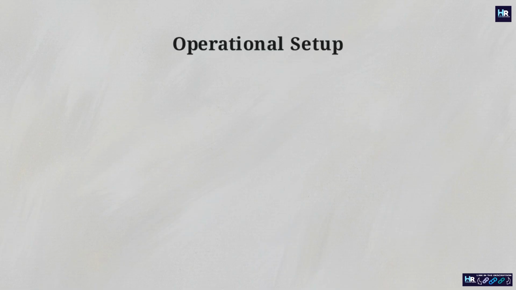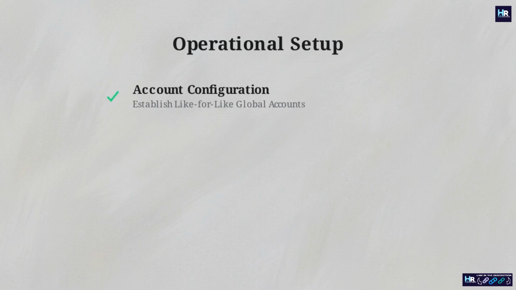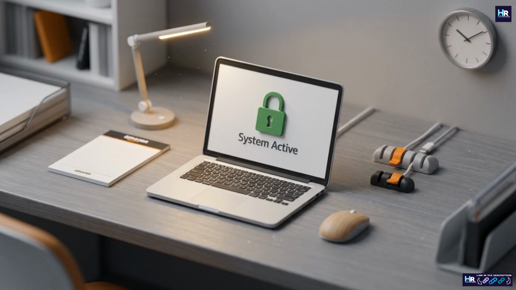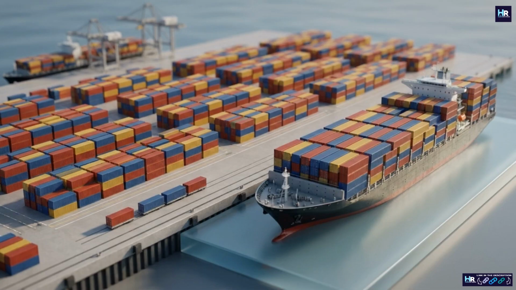To achieve this, your operational setup requires 4 specific changes: configure like-for-like global accounts, verify your ACH routing, issue native supplier payouts, and deploy multi-currency cards for your operating expenses. Configuring this infrastructure takes just minutes online. By locking down your currency management, you stop bleeding margin to financial middlemen, giving you the capital necessary to outscale your competition.